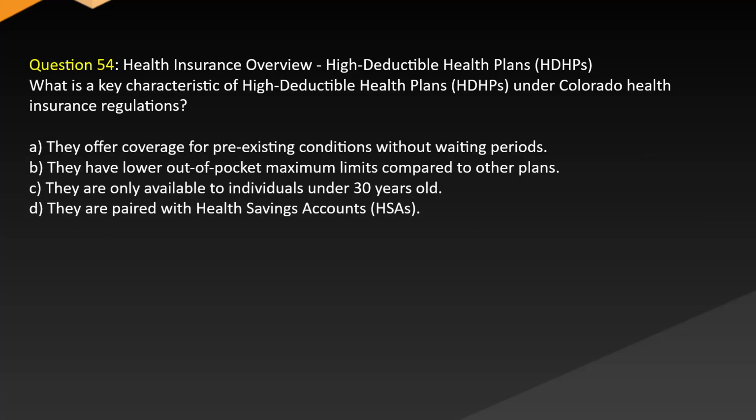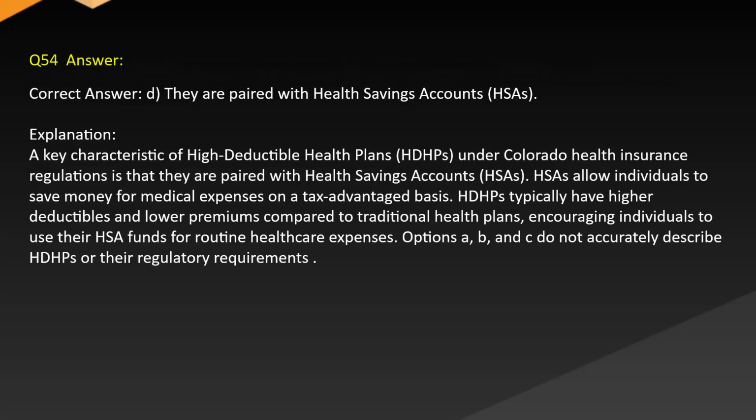Question 54. Health insurance overview. High deductible health plan insurance. What is a key characteristic of high deductible health plan insurance under Colorado health insurance regulations? A. They offer coverage for pre-existing conditions without waiting periods. B. They have lower out-of-pocket maximum limits compared to other plans. C. They are only available to individuals under 30 years old. D. They are paired with health savings accounts, HSAs. Correct answer. D. They are paired with health savings accounts, HSAs.